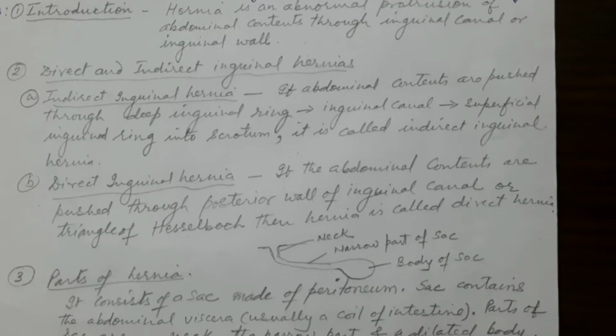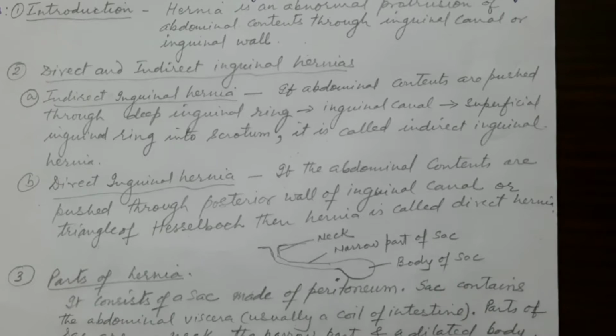Okay, this Hesselbach or the inguinal triangle is pushed, and then the contents come out in the inguinal canal after pushing the posterior wall. They don't come through the deep inguinal ring. This kind of hernia, which is rare as compared to the indirect inguinal hernia, is called a direct inguinal hernia. So these are the two different kinds of hernia, direct and indirect inguinal hernia.